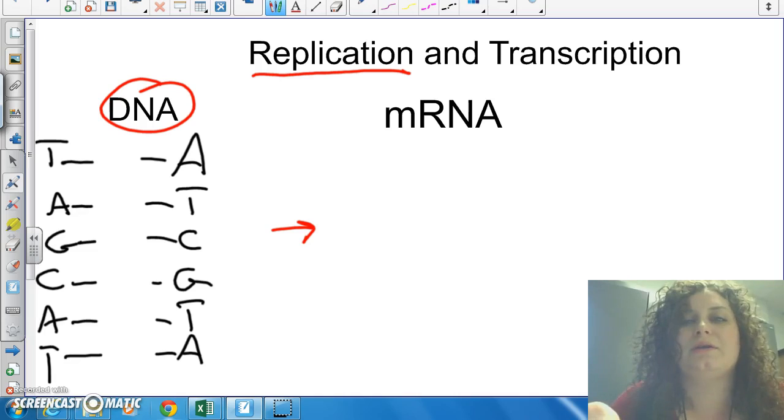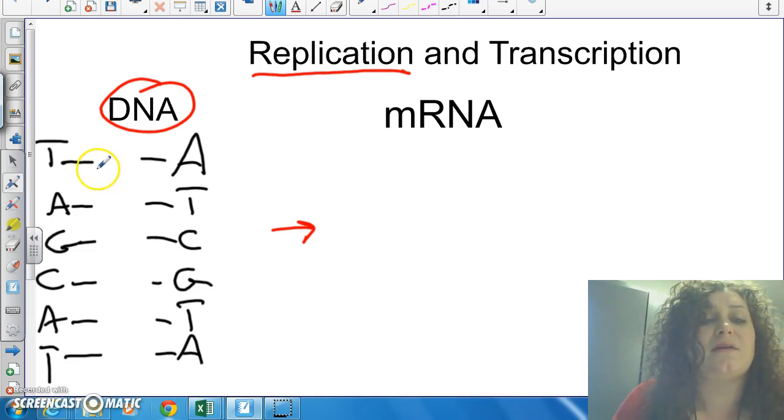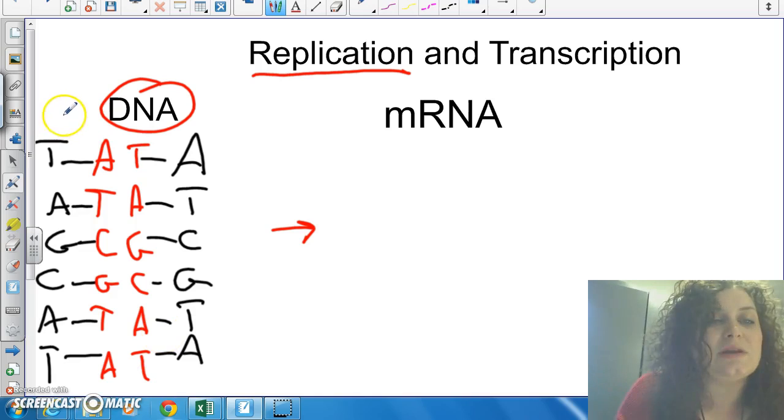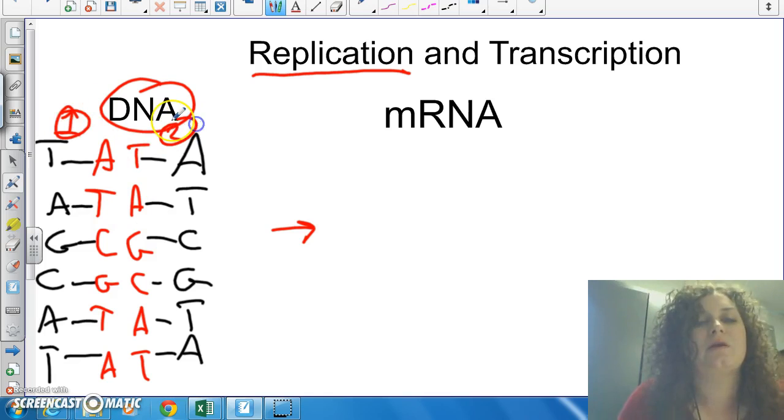So remember our DNA strand, thymine will bond with adenine, adenine to thymine, adenine to thymine, thymine to adenine, guanine to cytosine, cytosine to guanine, cytosine to guanine, guanine to cytosine, adenine to thymine, thymine to adenine, thymine to adenine, and adenine to thymine. So now I've got two strands of DNA, strand number 1 and strand number 2. Okay, so I'm going to work with strand number 2 today.